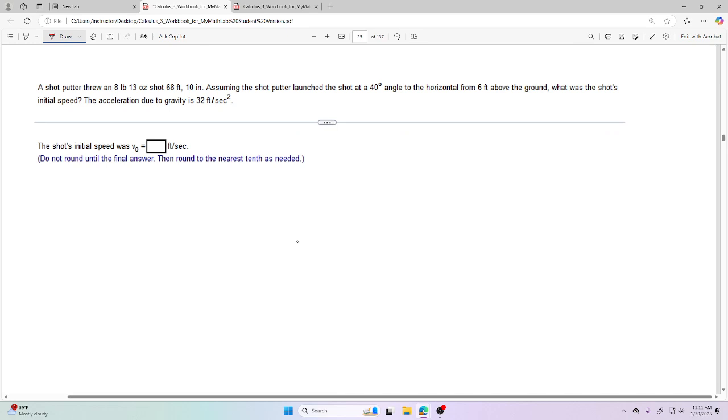So shot put is throwing. Look at those things. Ah, they're not metric. Oops. And look, we got feet and inches. Look at how wonderful. Let's go to Mars with these kind of dimensions, right? Assuming we got a 40-degree angle to the horizontal, 6 feet above the ground, what was the initial speed?